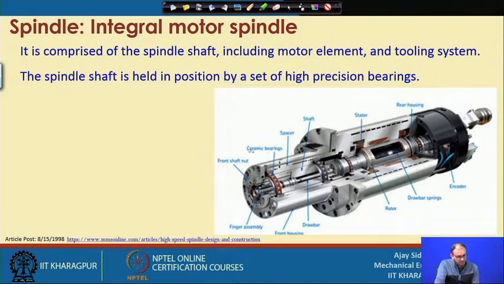But other than ceramic bearing, angular contact bearing and cylindrical roller bearing are also available. So, those things are there. Then this is the front end of this part.